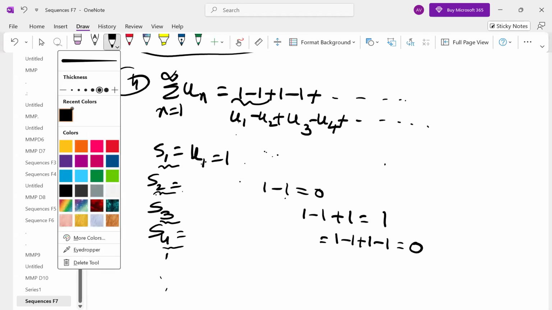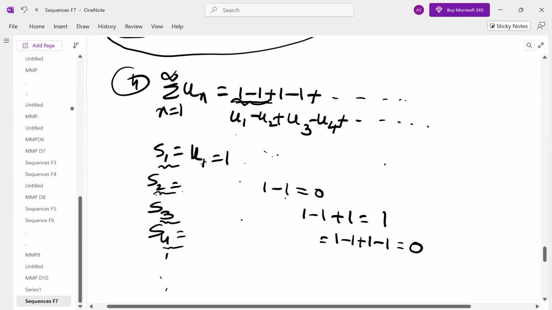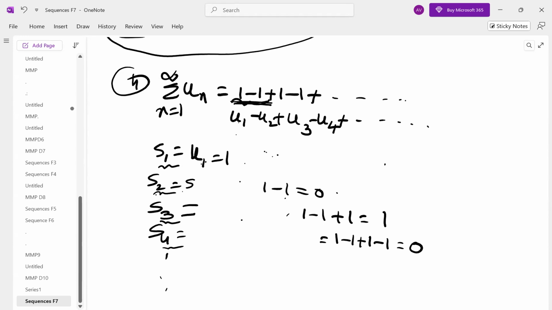So then this is S2 means sum of first two terms. Don't call it U1 plus U2 or something. First term is 1, second term is minus 1, sum of first two terms. S3 means sum of first three terms. Name can be anything. First two terms. Sum of first three terms. First three terms.